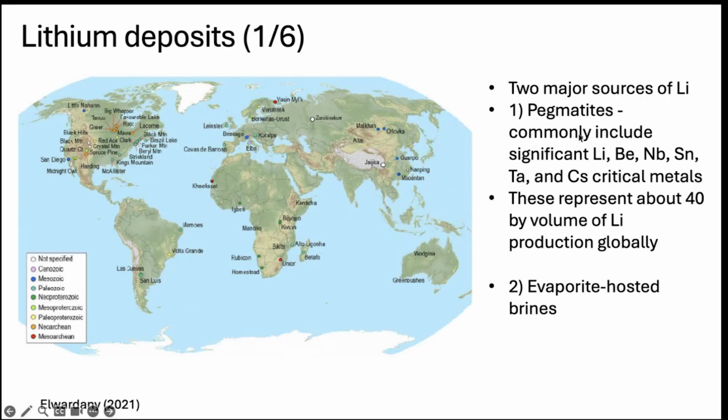So significant lithium, beryllium, niobium, tantalum, cesium. These are things that are common in pegmatites. And then we also have evaporite-hosted brines. And I should say you could argue there's a third kind which people are thinking about, which is brines associated with oil fields. So when you drill for oil, you usually produce brine. And so people are considering whether they could extract lithium from oil field brines, which would be interesting.